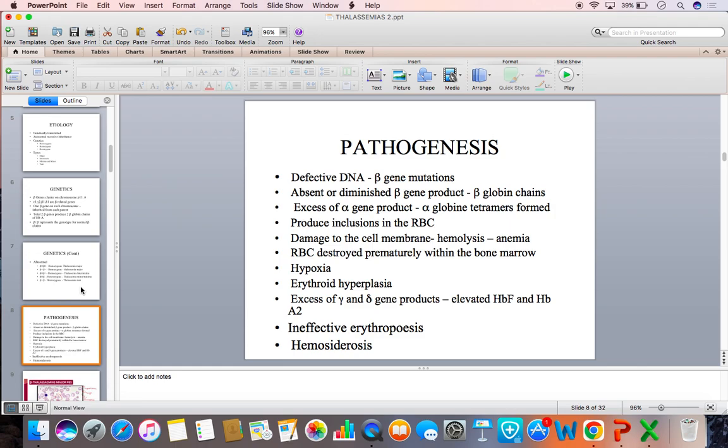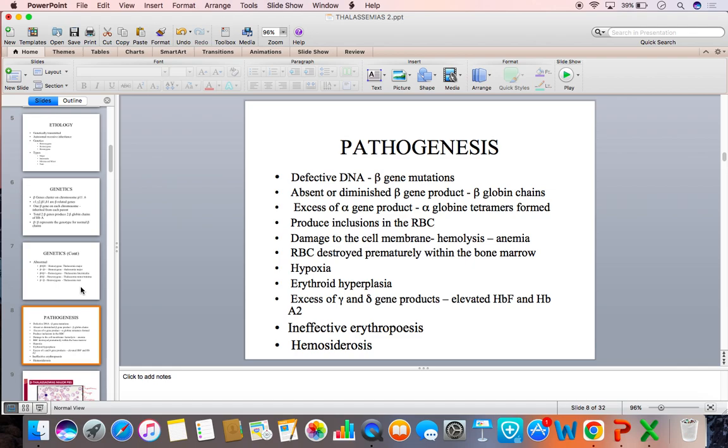Well, as a response to hypoxia, secondary to the fall in hemoglobin concentration, there is increased absorption of iron through the gut.